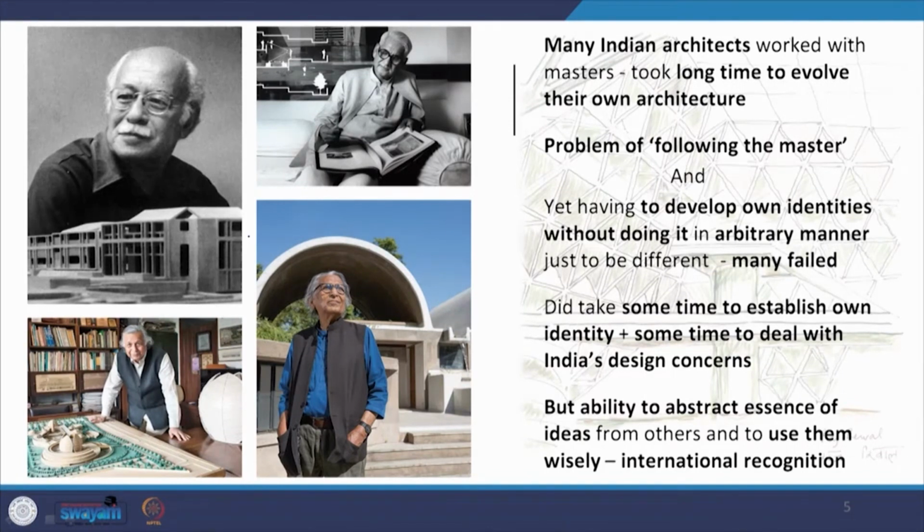But the ability to abstract the essence of ideas from others, particularly from the West and the modernism of the West, and to use them wisely, brought them international recognition. Now, I not only mean abstraction from the essence of Western architecture or modernism, but also drawing the essence of traditional vernacular architecture and interpreting it for a new period. That brought them international recognition. People like B.B. Doshi, Joseph Wallenstein, Charles Correa, Raj Rewal, to name a few.